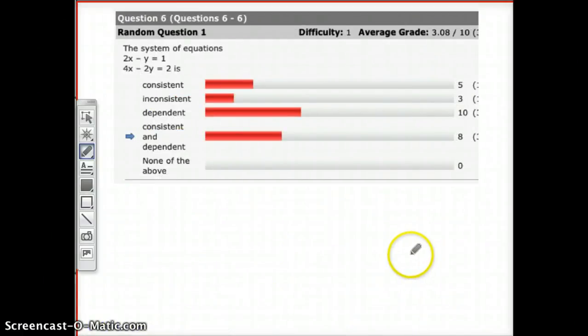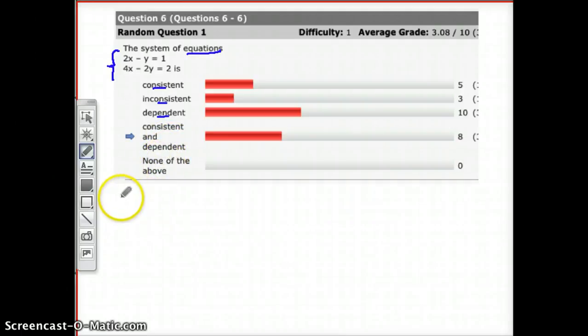Now let's look at this last question that gave you some difficulty. The question said, the system of equations. So this is called a system right here. And it wants to know, describe it: consistent, inconsistent, dependent. I don't see the word independent here.